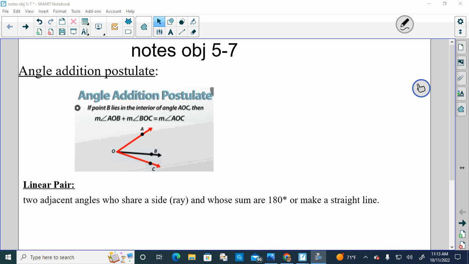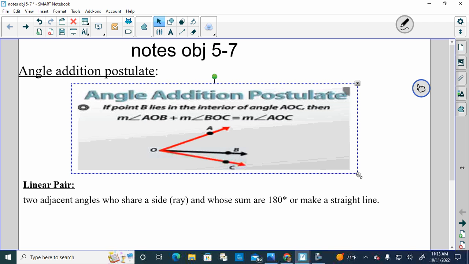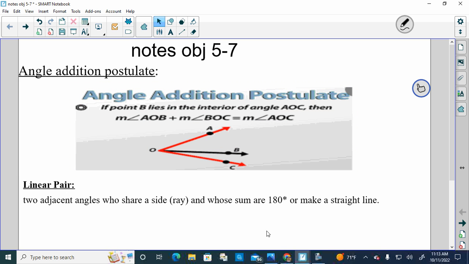Okay, and then you're writing angle addition postulate. You don't have to write it twice. I didn't realize in my picture I already had angle addition postulate, so only write angle addition postulate once, and then I'll get this blown up so this is a little bit easier to see for you guys. Let's make it a little better.